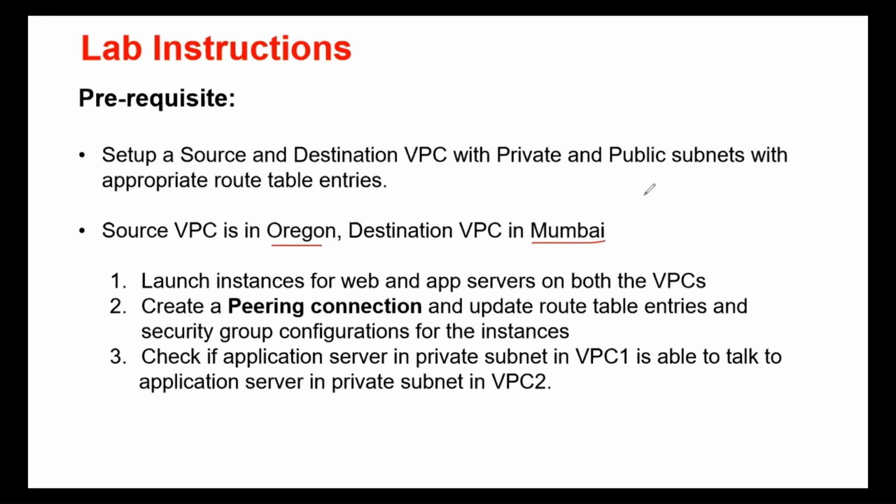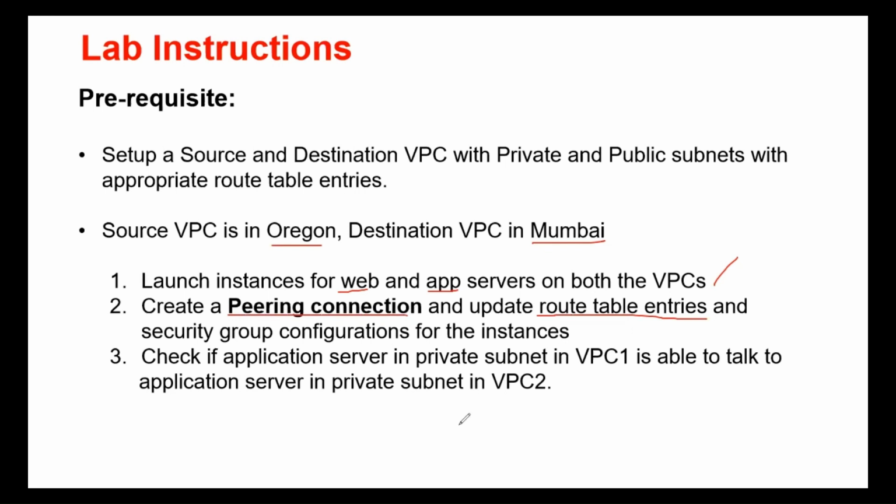Now as part of the lab, I'm going to launch the EC2 instances. That is, I'm going to set up a web server and an app server on both the VPCs. The web server I'm going to launch inside a public subnet, and the app server inside a private subnet across both the VPCs. And once I do that, I'm going to create a peering connection and also update the route table entries. And we need to set up the appropriate security group configurations for the instances in both the VPCs.